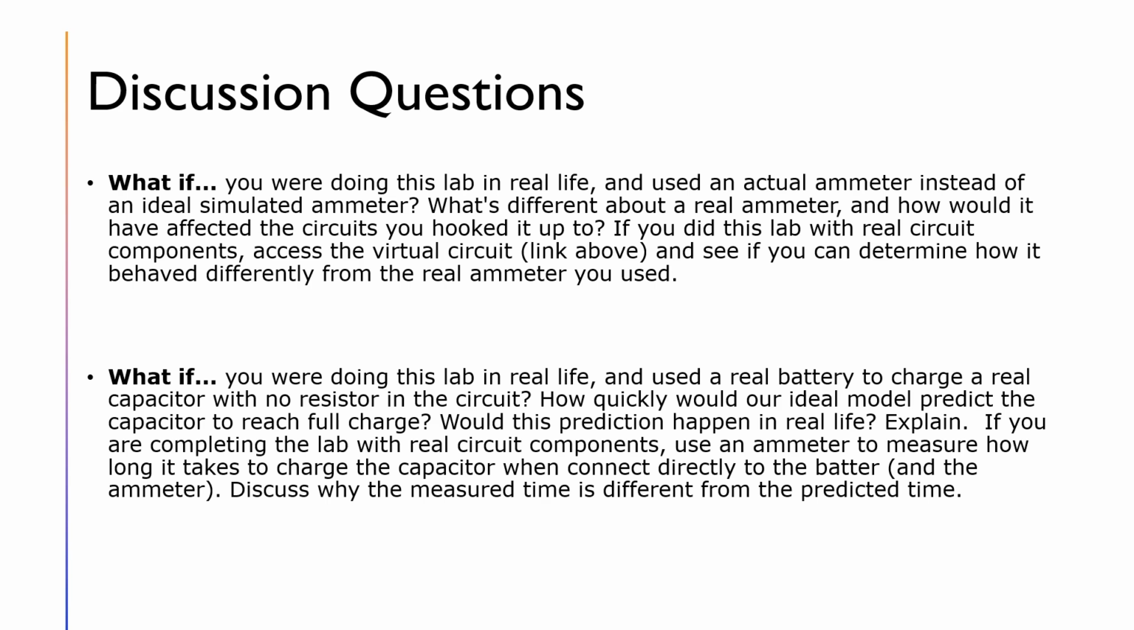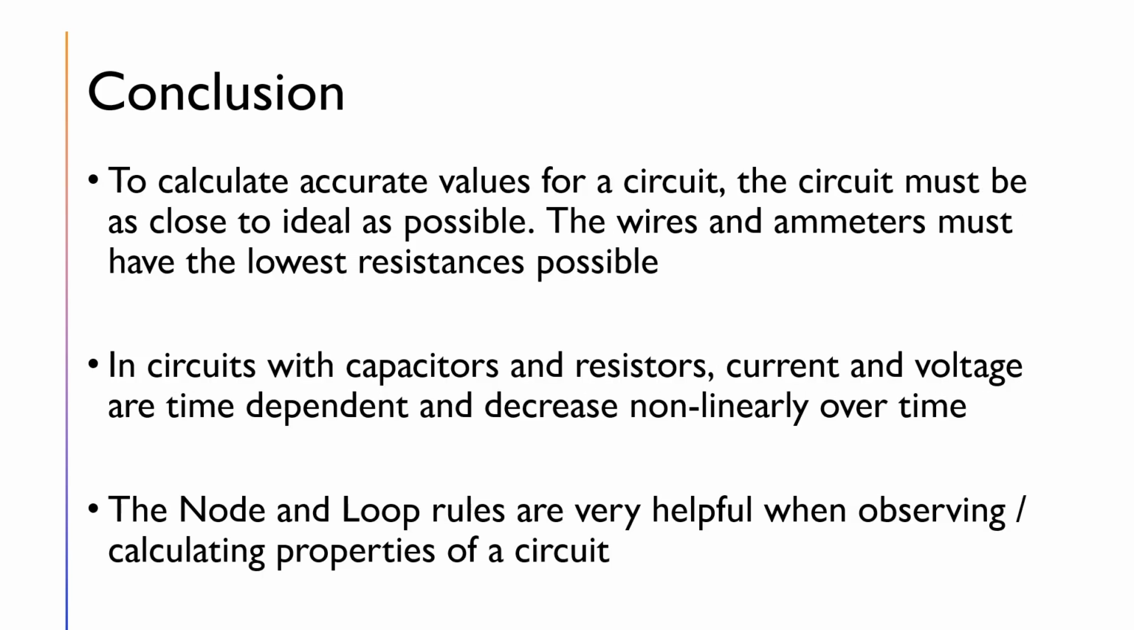Conclusion: to calculate accurate values for a circuit, the circuit must be as close to ideal as possible. The wires and ammeters must have the lowest resistance possible. In circuits with capacitors and resistors, current and voltage are time-dependent and decrease non-linearly over time. The node and loop rules are very helpful when observing and calculating properties of a circuit.